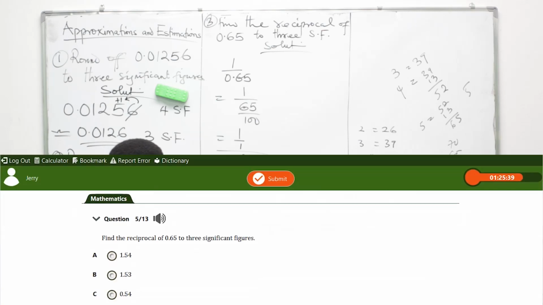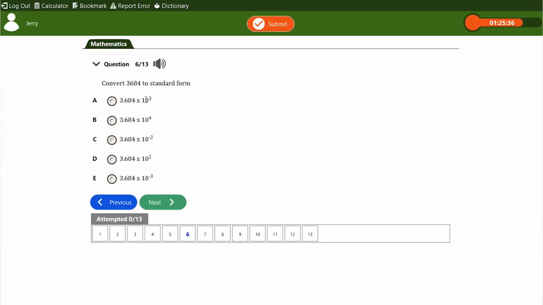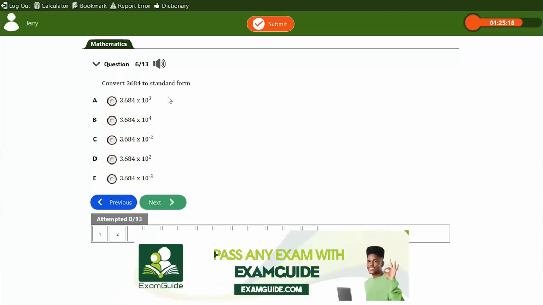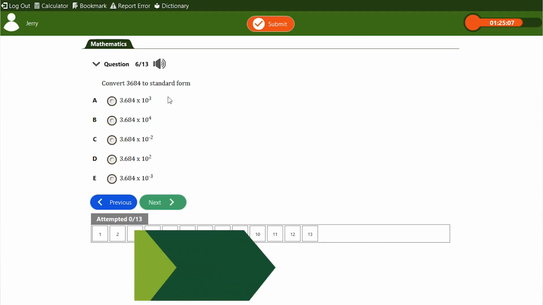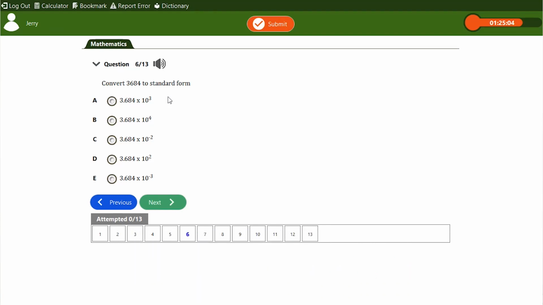All right, let's look at some other examples. They say we should convert 3684 to standard form. So let's use one stone to kill 2 birds. Let's look at standard form as it is relating to approximations. So we can keep our very large numbers in standard form. Standard form simply means expressing numbers in the power of 10. Do you understand me now? It can be in the negative or in the positive power of 10.